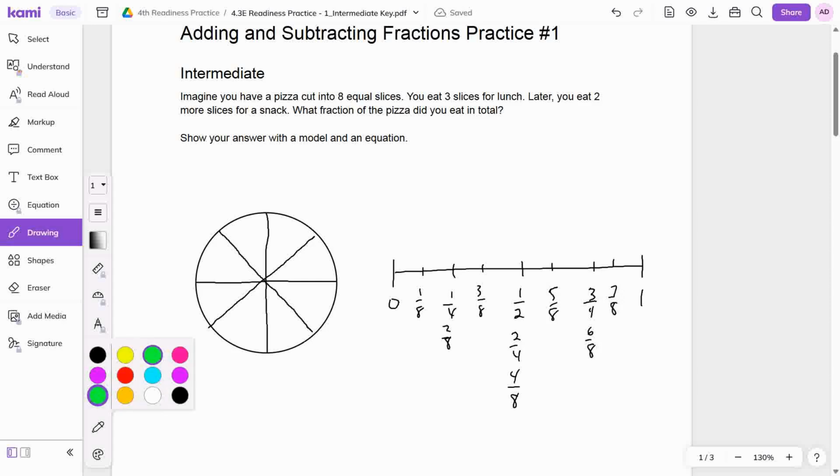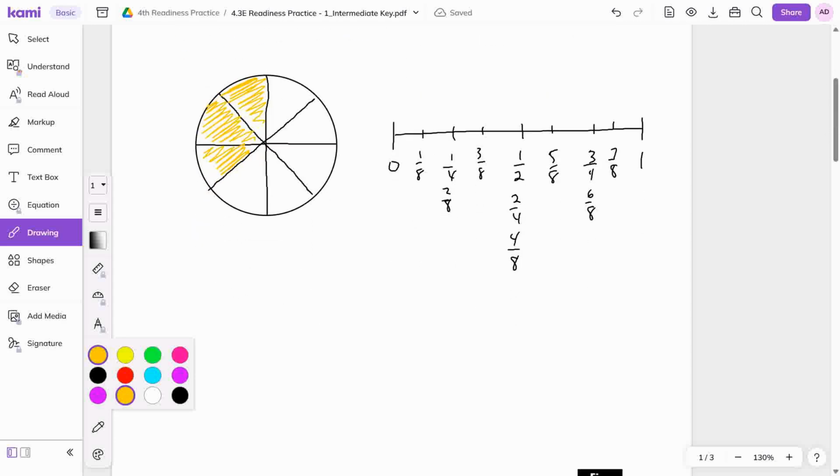So what did we have first? We had 3 slices. So 1, 2, 3. All right, so let's put that in an equation here. We're going to say 3/8, and then we're going to add. So we're going to start with this 3/8. We're going to make a jump from 0 to 3/8. Okay, and then we had 2 more slices. So let's get 2 more slices for a snack.